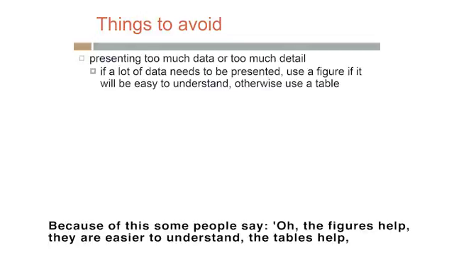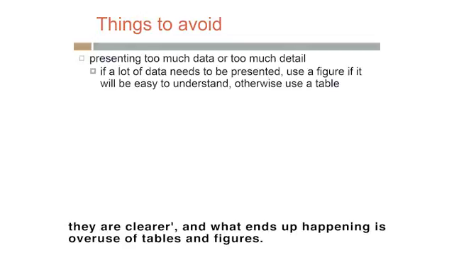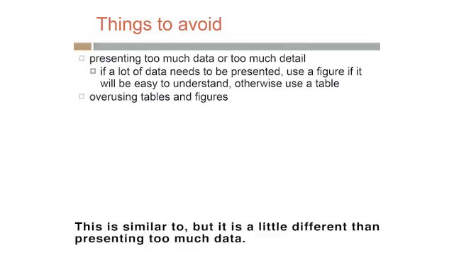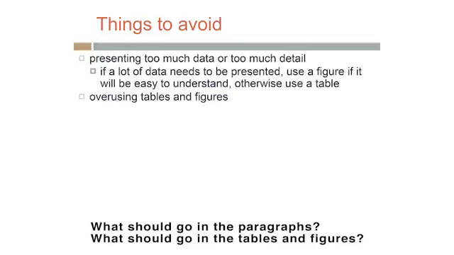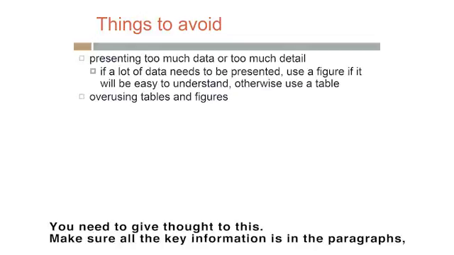Now, because of this, some people say, oh, well, the figures help. They're easier to understand. The tables help. They're clearer. And what they end up doing is overusing the tables and figures. So this is similar, but a little different than presenting too much data. What should go in the paragraphs? What should go in the tables and figures? You need to give thought to this.